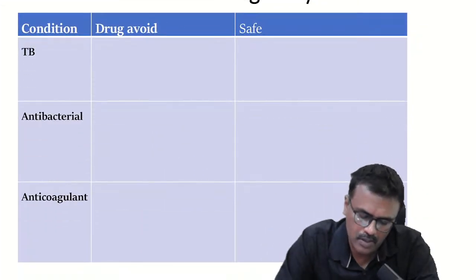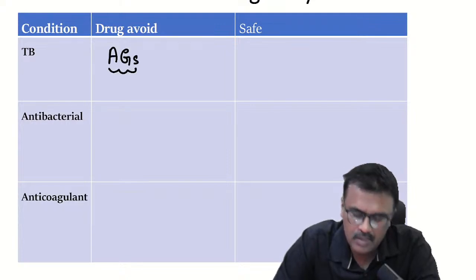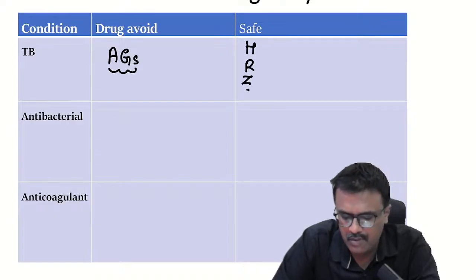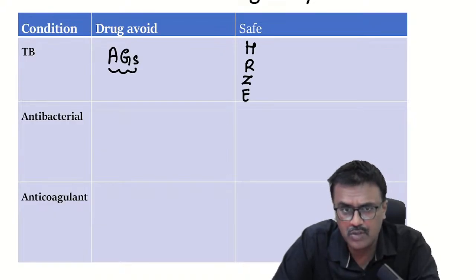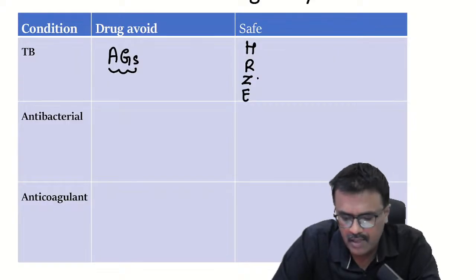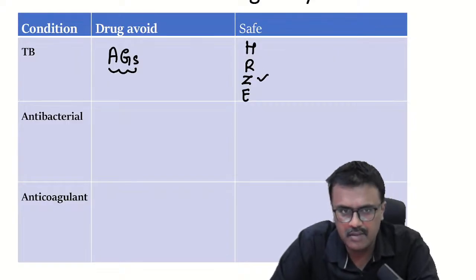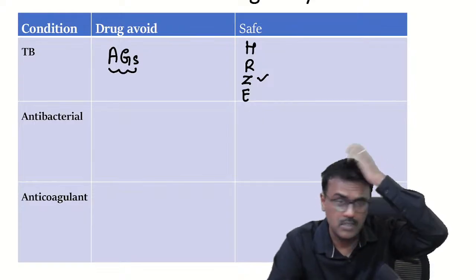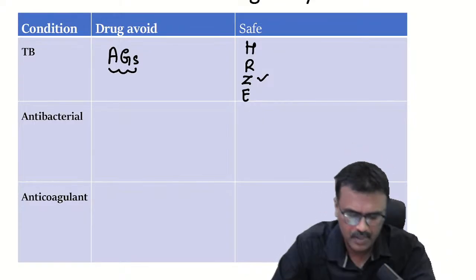Tuberculosis, what to avoid? Avoid aminoglycosides. This is tested. What is safe? HRZE are safe. Even in HRZE, if they ask you which one you will avoid, then I will avoid Z, pyrazinamide. But most of the questions will test you to avoid aminoglycosides. Just now I showed you the question.